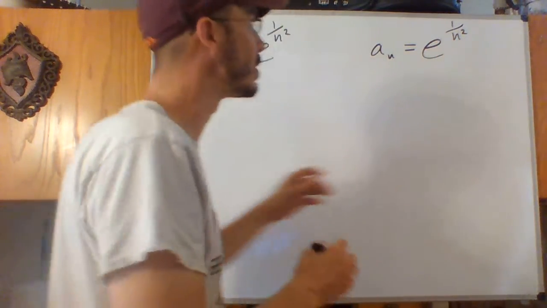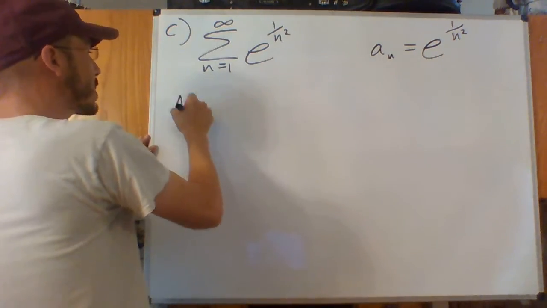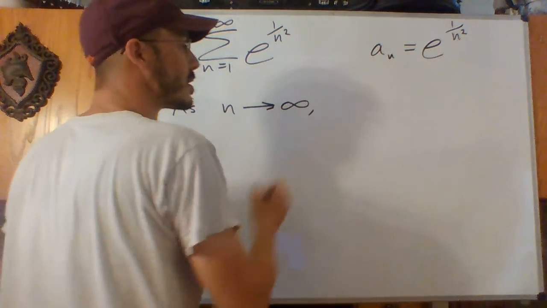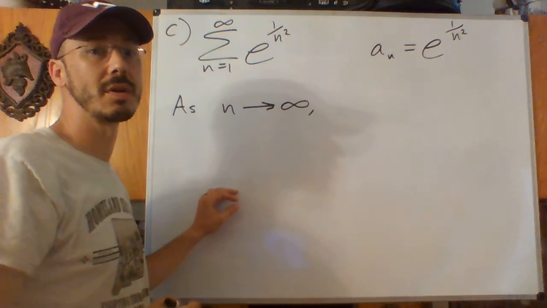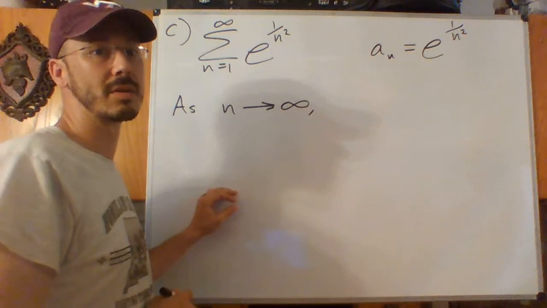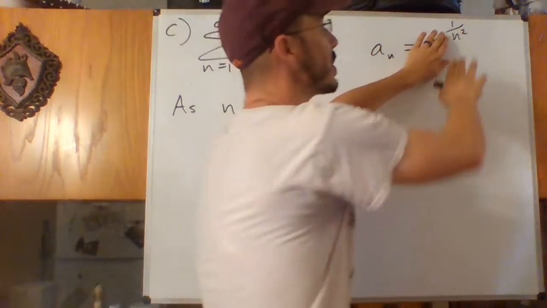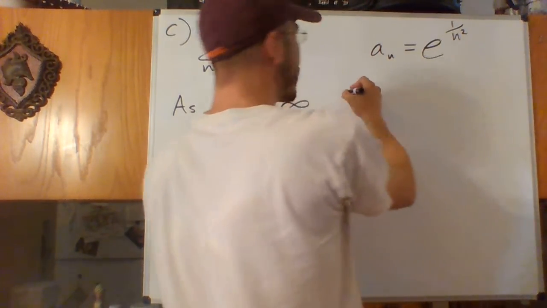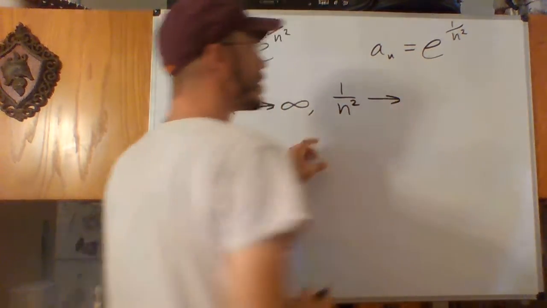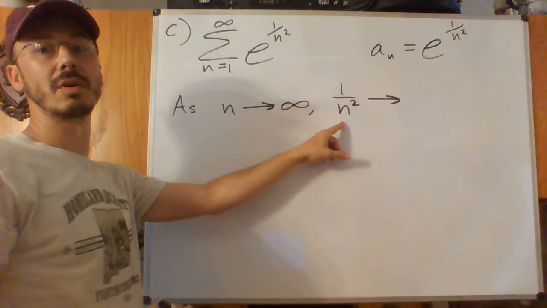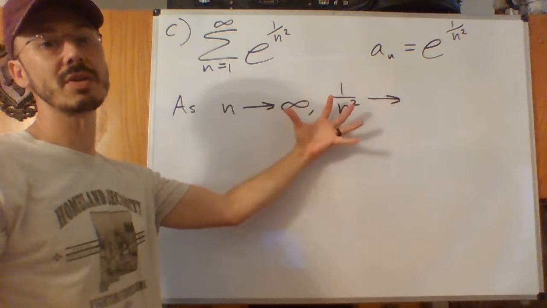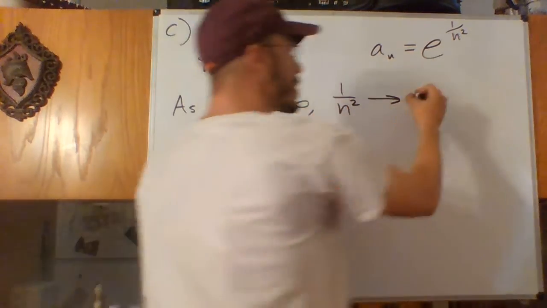I'm going to write this one a little bit differently, just to show the reasoning a little more clearly. First of all, as n goes to infinity, what happens to 1 over n squared? I'm really just looking at the exponent here. The n is getting larger and larger, so n squared is also getting larger and larger. My denominator is growing, and this is going to 0.